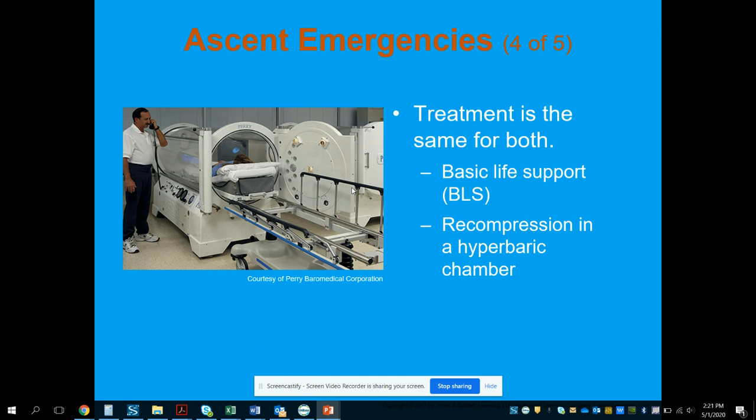The treatment for both is the same. If they are in cardiac arrest, then it's going to be basic life support as far as CPR, and then eventually, if they are not in cardiac arrest or if they're resuscitated, they need recompression in a hyperbaric chamber. So you want to make sure that you are aware of the hyperbaric chambers available in your area.